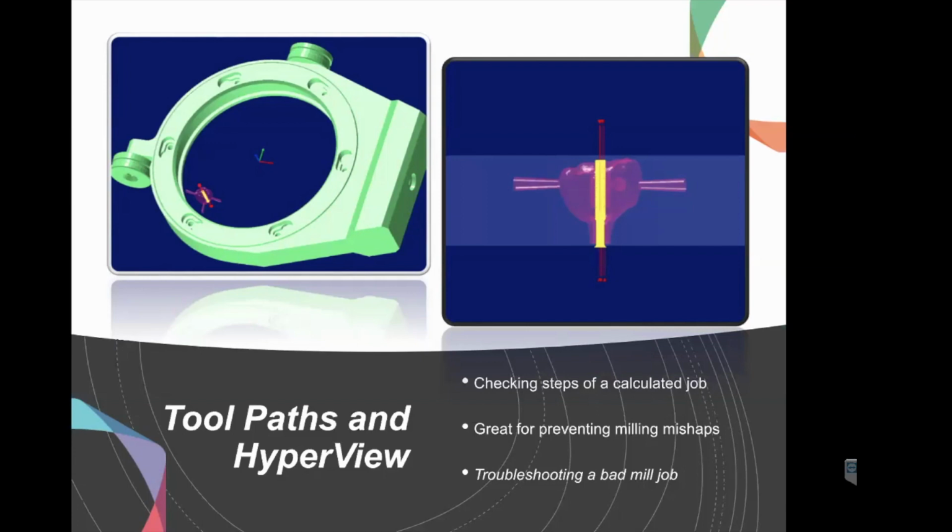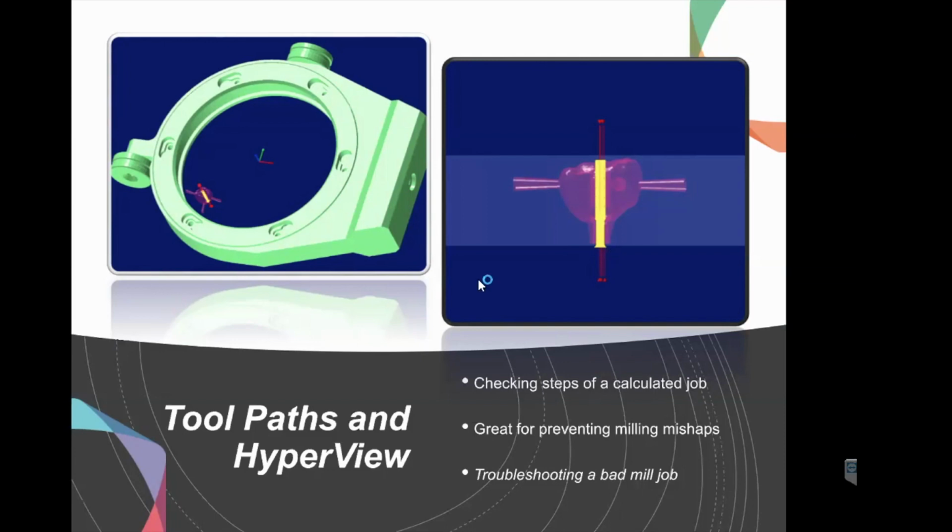You can also do a lot of checking to see how a mill came out, whether the job was calculated correctly, or if something even came out of the mill, where a tool broke, something else broke, or a part fell out. If you're running into any issues, the first step I would take is to check your toolpaths in HyperView. So if you ever have any troubleshooting, you'd come here.